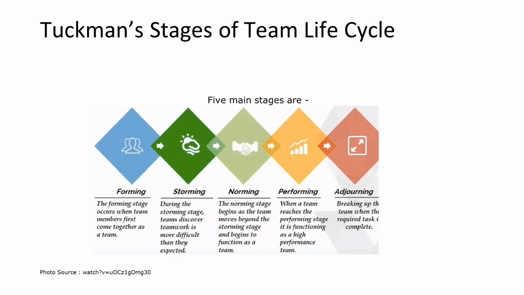After this, the third stage comes, the norming stage. In the norming stage, individuals have to start as per the strategy they have decided. Now they have to start working for their goal, and after completing this stage, they have to start actually performing, actually performing the goal.